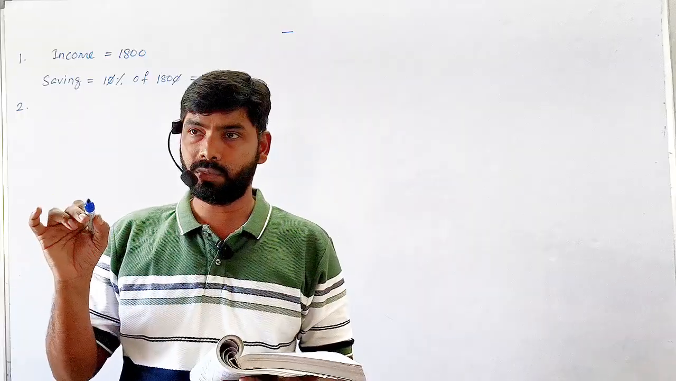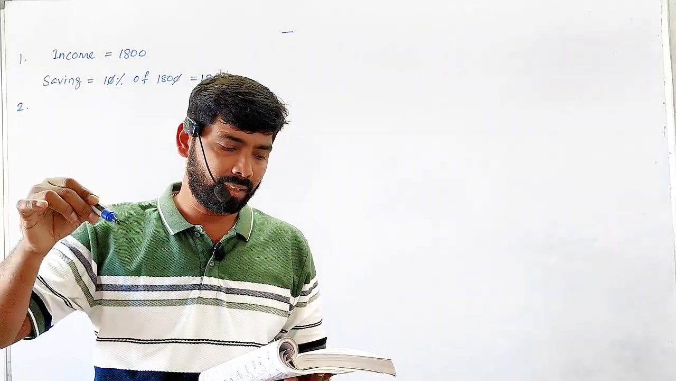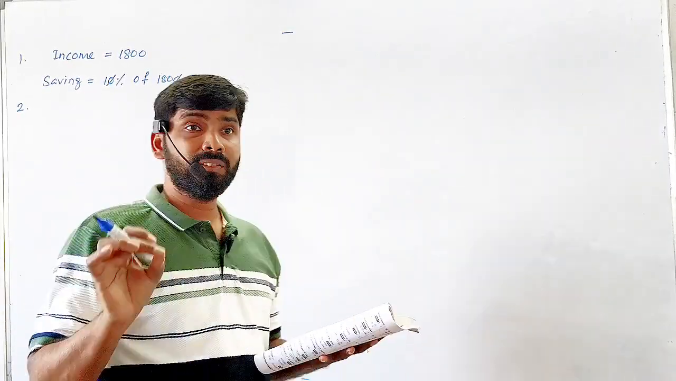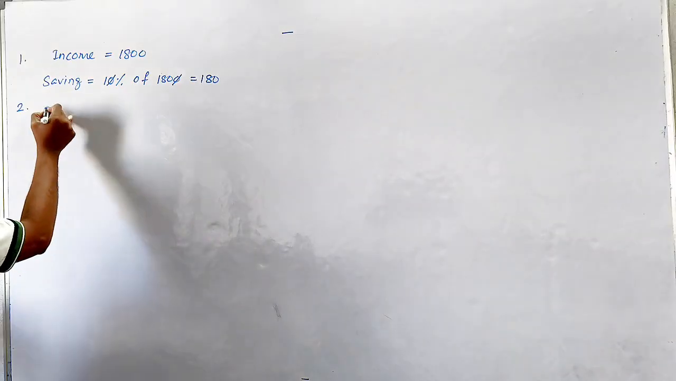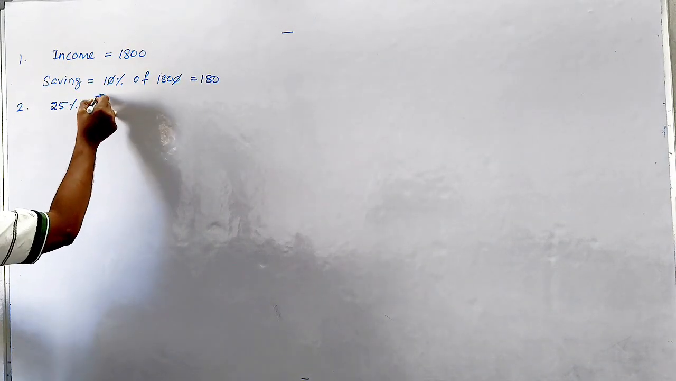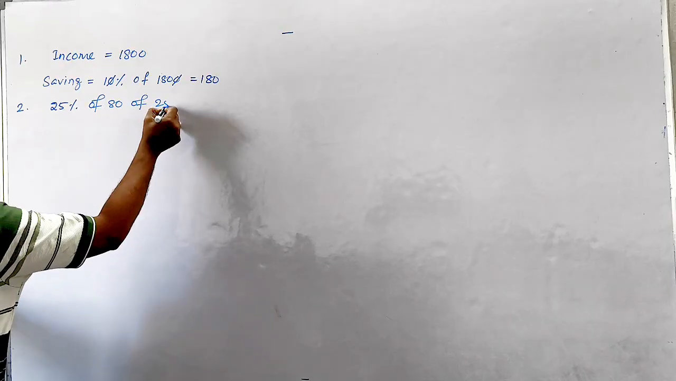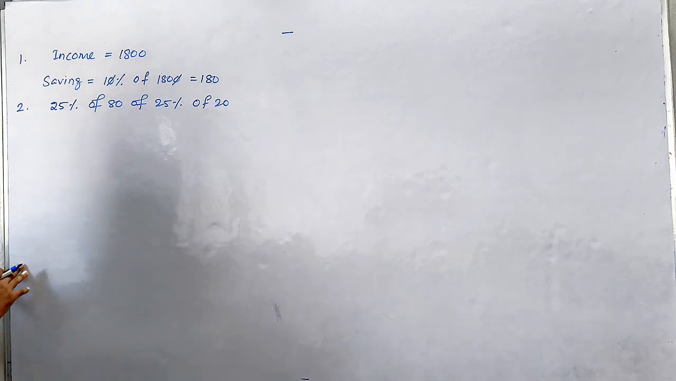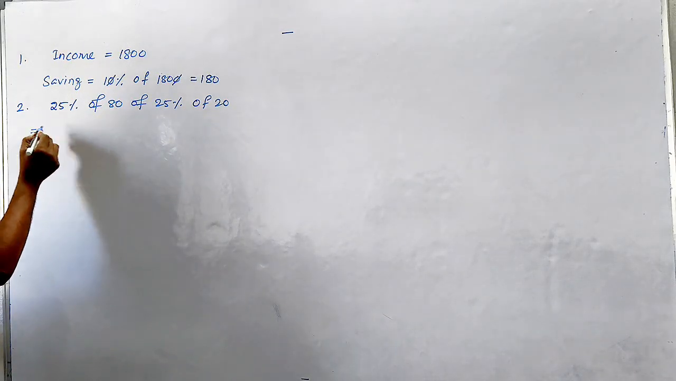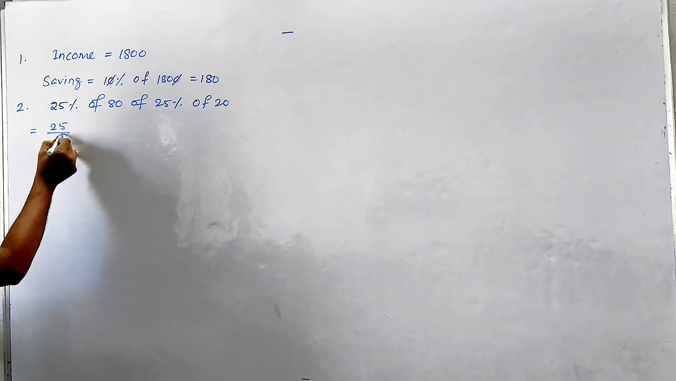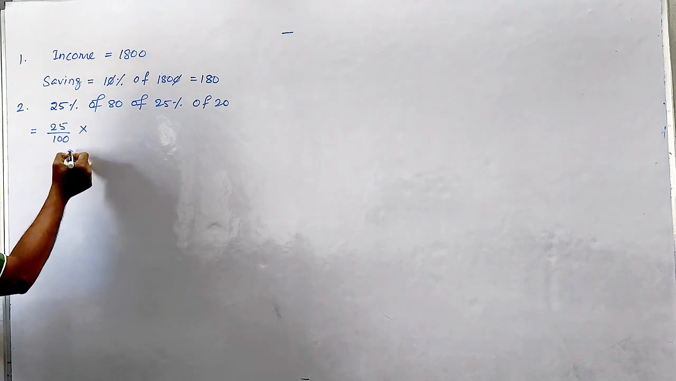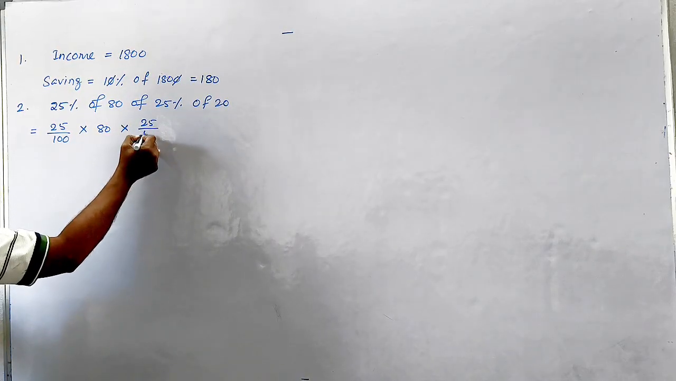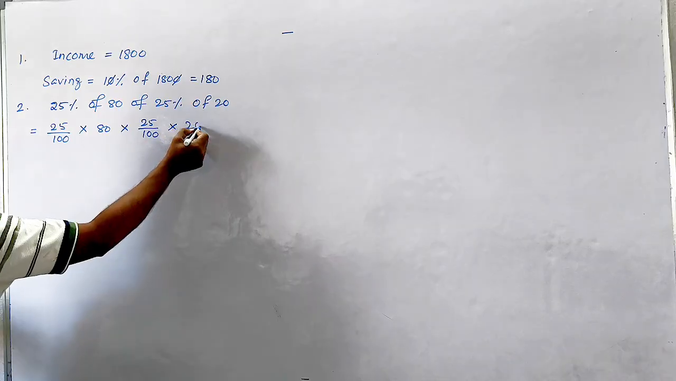What is 25% of 80 of 25% of 20? Let me write the question first, guys. 25% of 80 of 25% of 20. First let us write this like this. 25% means 25 by 100, of means multiplication, 80, of means multiplication, 25% means 25 by 100, of means into 20.